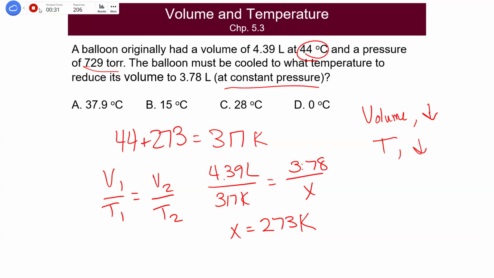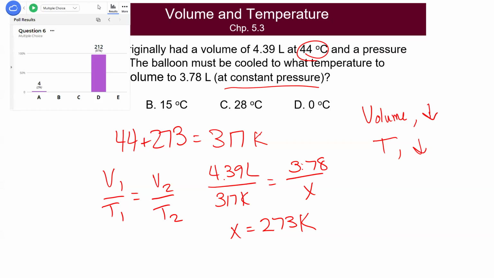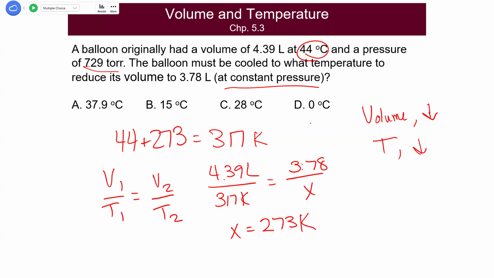I know there's a couple more of you. Put your answers in. Okay, I'm going to stop in 3 seconds. That looks a lot better. Great. Okay, so your answer choice is D here. Are there any questions on when to convert to Kelvin, how to convert it? No? It's very important. It changes your whole answer if you don't.